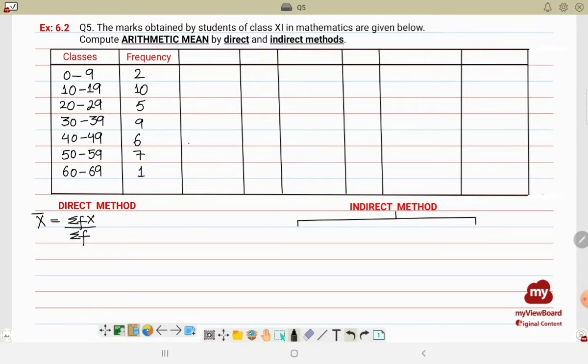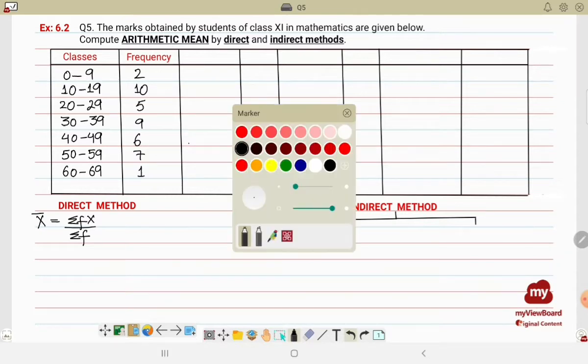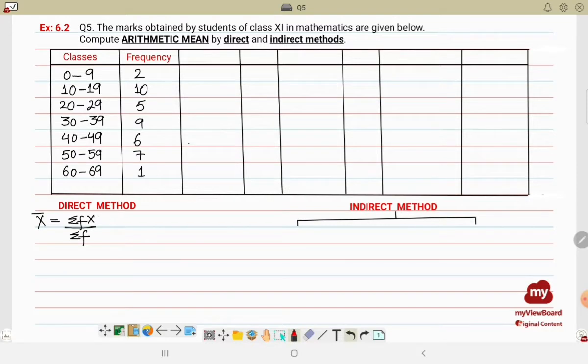Now f, small f, stands for frequency. The second column is already given to us. X is missing over here; there is no x given to us. So x stands for midpoint. In the third column, we are going to write down the midpoint. X stands for midpoint, right?